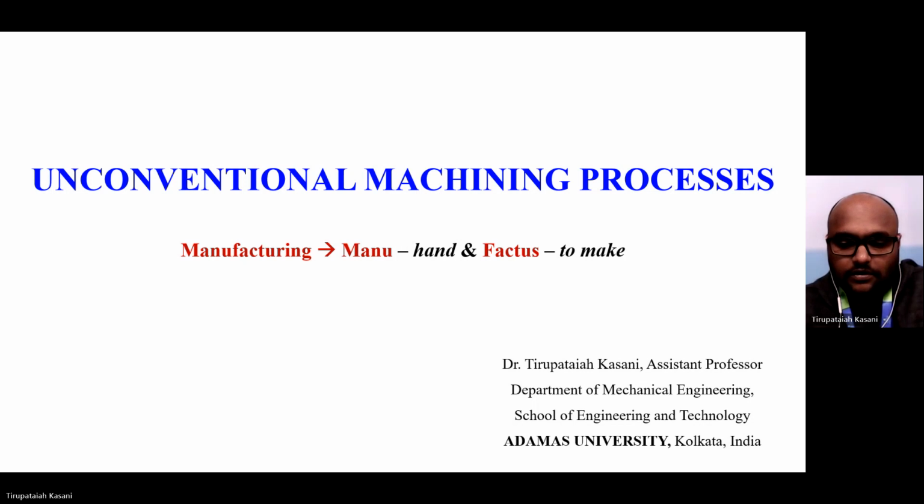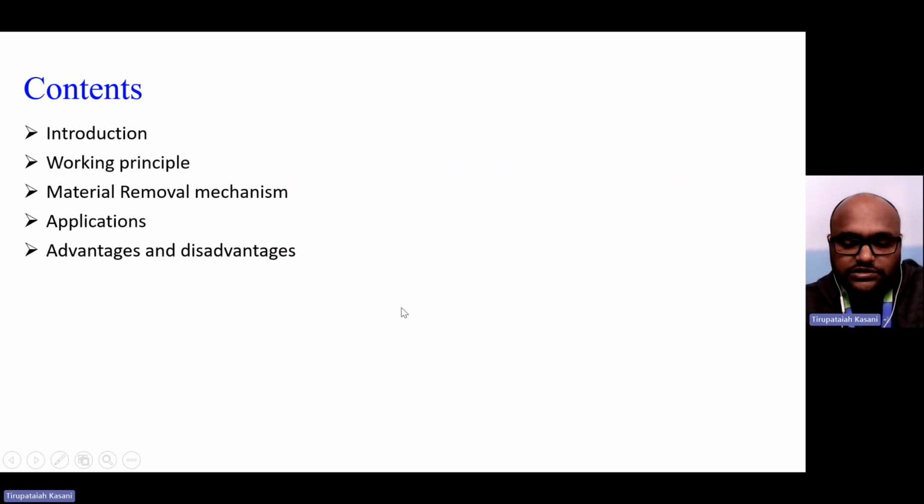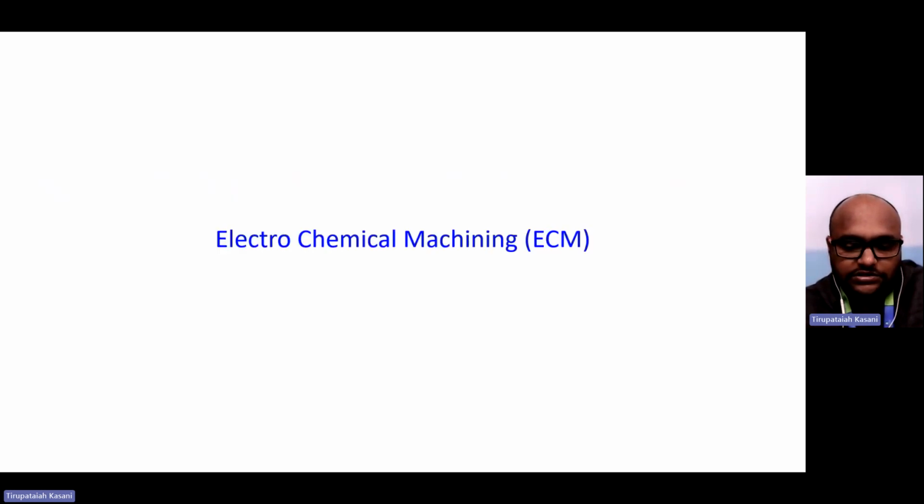We are starting a new unconventional process with the contents: introduction, working principle, material removal mechanism, applications, advantages and disadvantages. And the name of the next unconventional machining process is the electrochemical machining process.